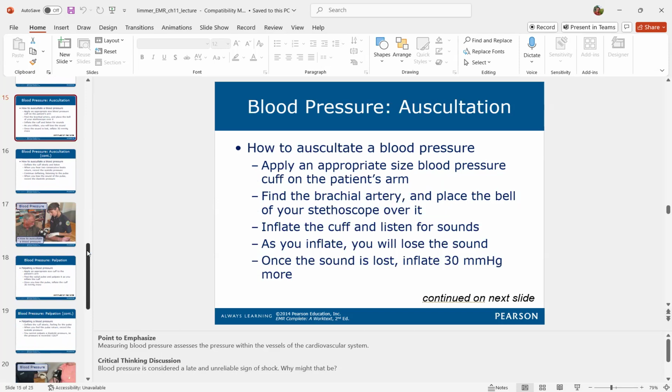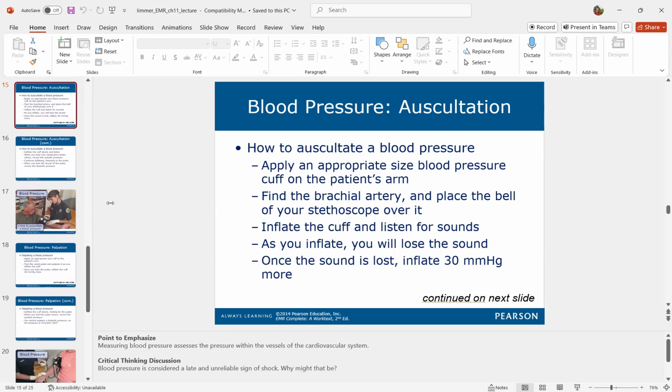So we can take blood pressures in two different ways. There's blood pressure by auscultation and there's blood pressure by palpation. Blood pressure by auscultation is how we're typically going to do it if you have a stethoscope and a blood pressure cuff. So we're going to apply an appropriate size blood pressure cuff to the patient's arm. We're going to find the brachial artery and place the bell of our stethoscope over it, which is usually somewhere in the area of the inside of the elbow, towards the inside. You're going to hear it. We're going to inflate the cuff. As we inflate it, we're going to lose sound.